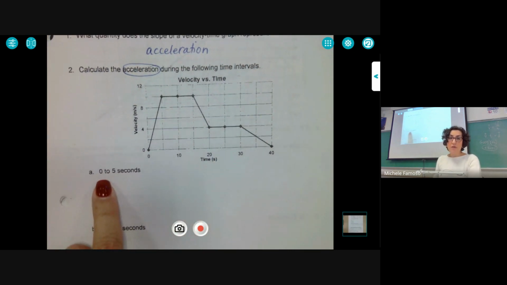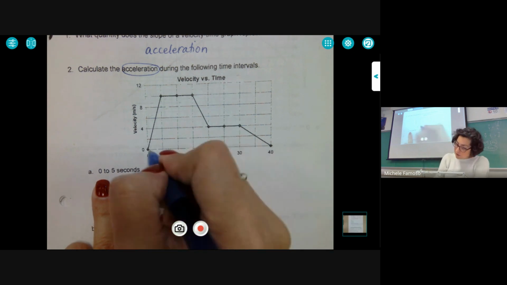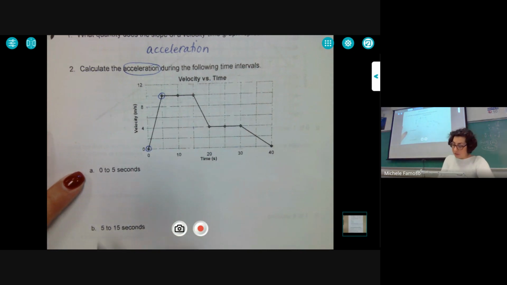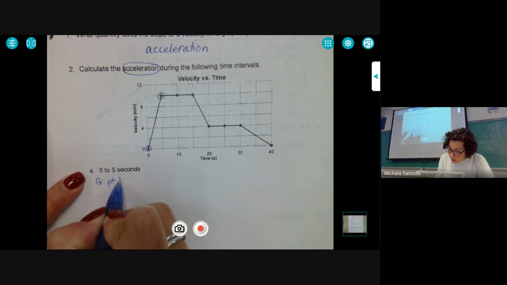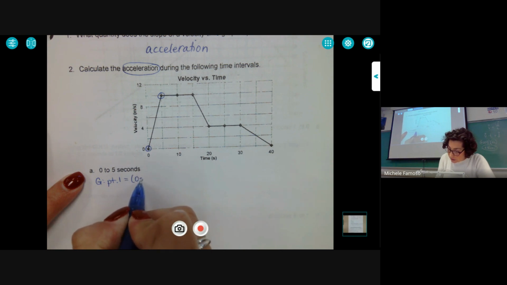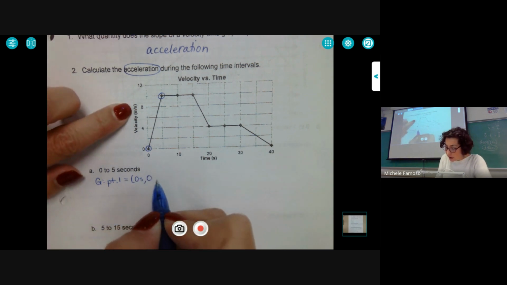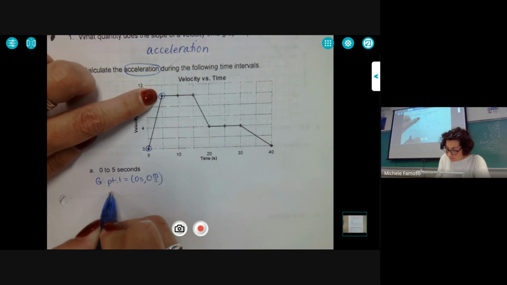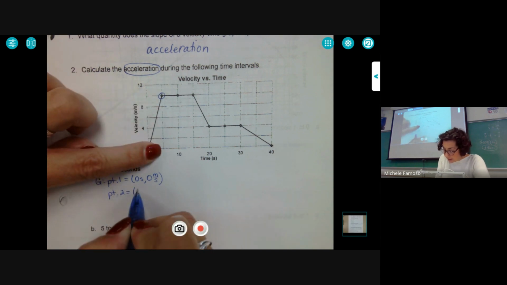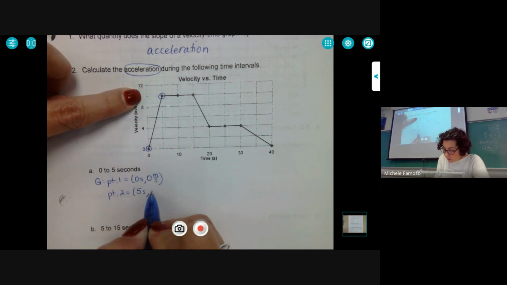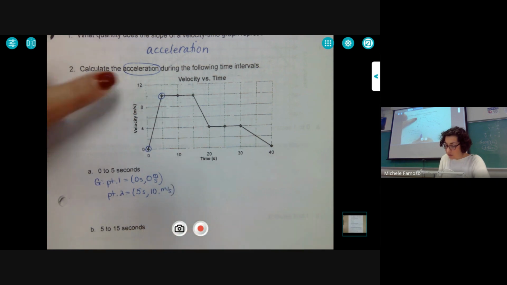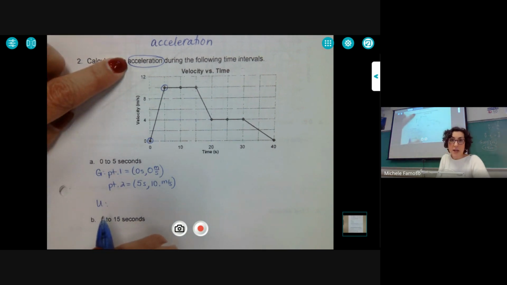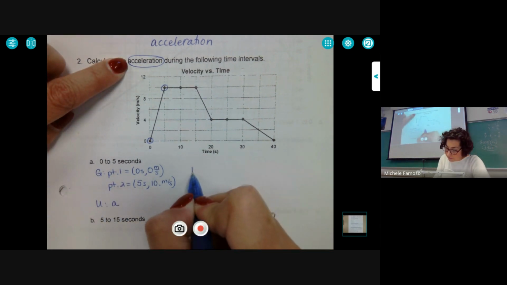So starting with 0 to 5 seconds, we're going to find 2 time points, and let's list the coordinates of those 2 times. Point 1 would be 0 seconds, and 0, look at the units, those are meters per second. Point 2 is at 5 seconds, and that would be 10 meters per second. Those are to the ones place, so 10 meters per second. The unknown is acceleration, which is a lowercase a.